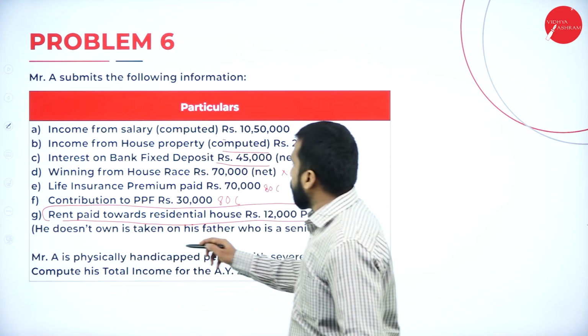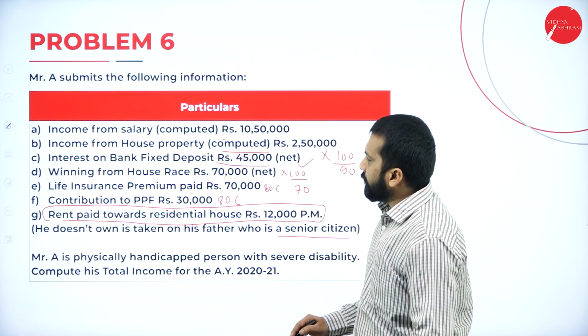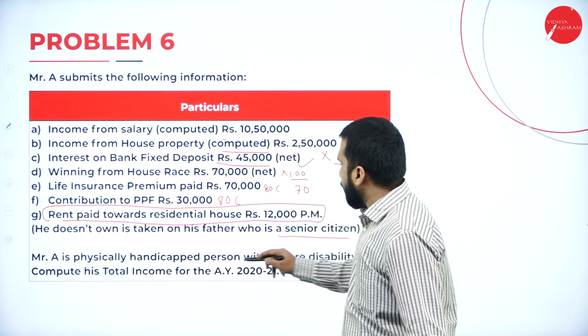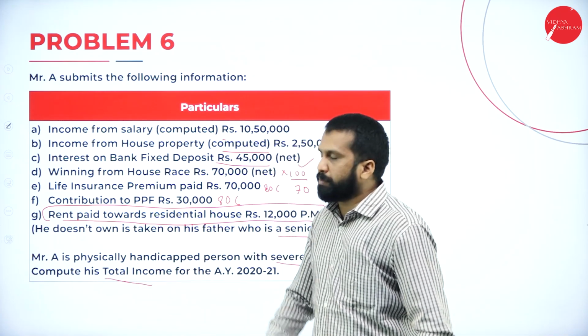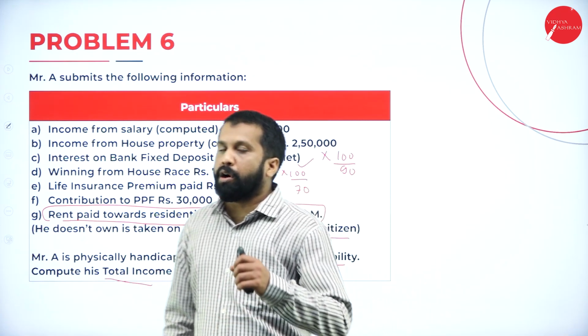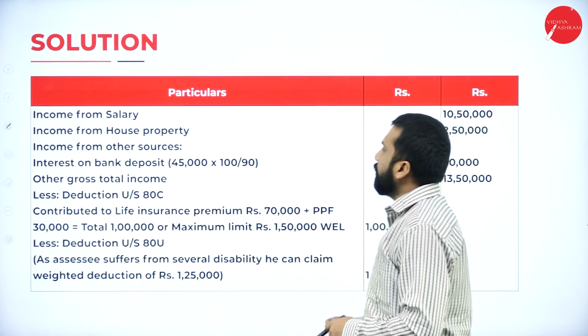And he doesn't own a house, taken on his father who is a senior citizen. So A is a physically handicapped person with severe disability. Compute disability for 80U. How much he can claim? Up to 75,000 he can claim.